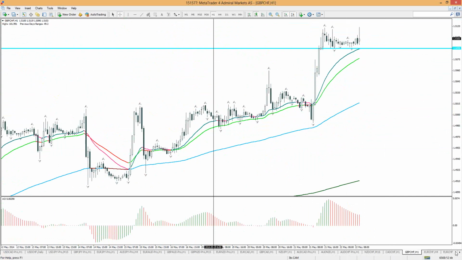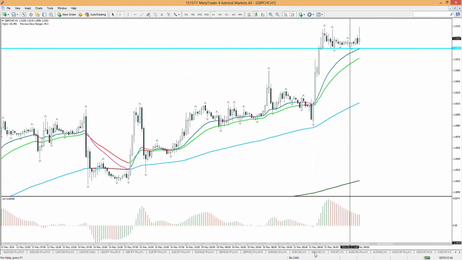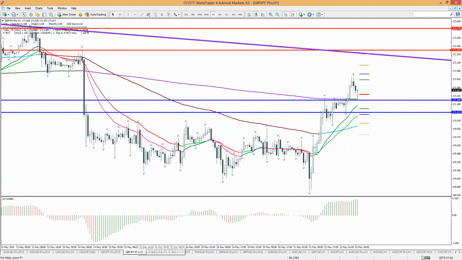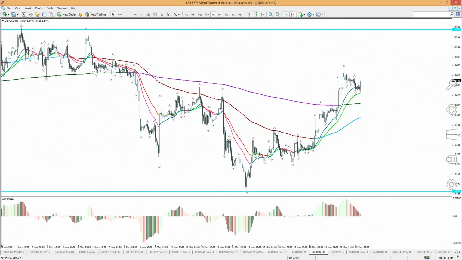Pound Swiss is not following. That's a pity. But the pound dollar is certainly pushing. And that's why the pound yen and the pound CAD were also more interesting to me than the others, because it's primarily the pound, of course. The pound here.